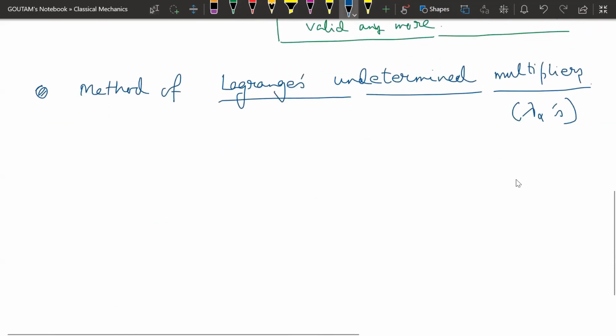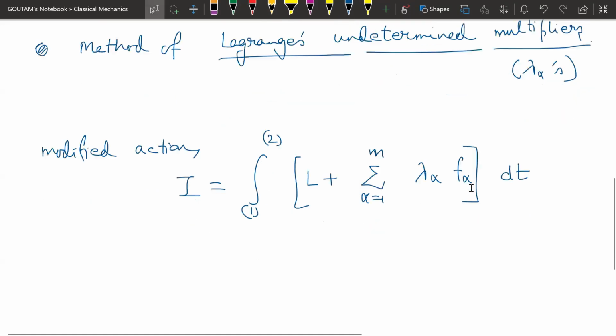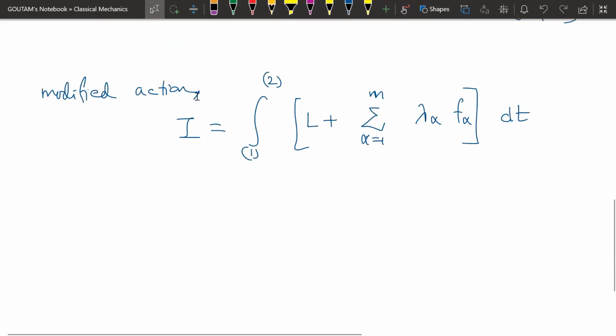So now, if we have m number of equations of constraint, in that case, the modified action will be I equals to integral of L plus sum over alpha equal to 1 to m lambda alpha f alpha dt. This is our modified action.